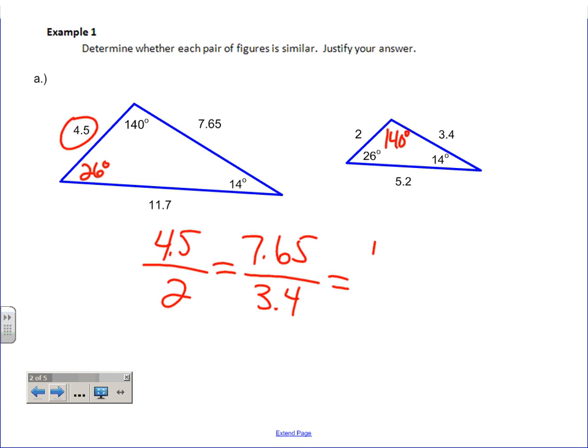And so 11.7 over 5.2. Now, right now I have an equal in there, but do we really know yet? Is it very possible that one of them is different? And that's all it takes. One of these being different, it's no good. If they're all the same, we're fine. A couple ways you can go about this.